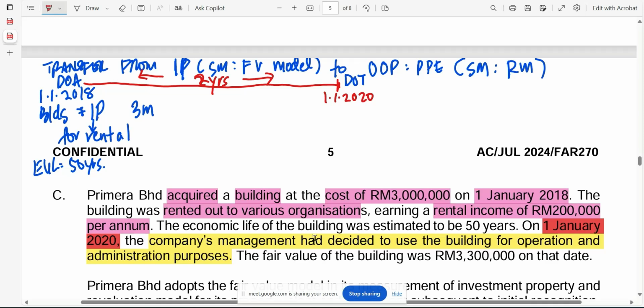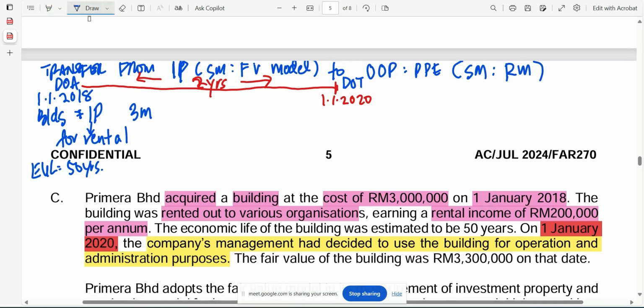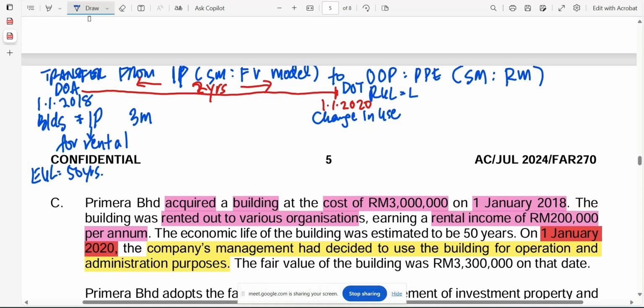So what has been done is that they have decided to use the building. So meaning that there is a change in use. I'm going to write here, there is a change in use, a change in the purpose of using the building. So on this date, you should take note that the remaining useful life of the building is now no longer 50 years, but 48. Take note of that on the day of transfer.